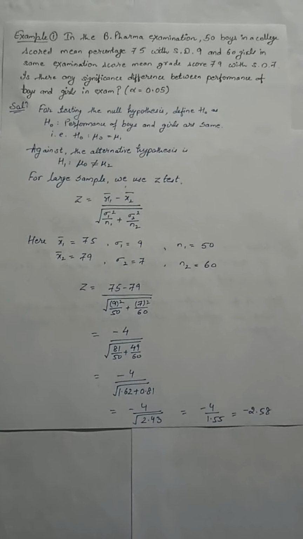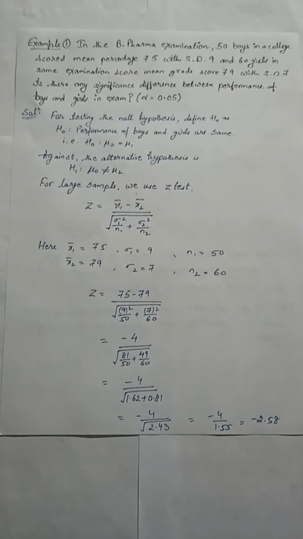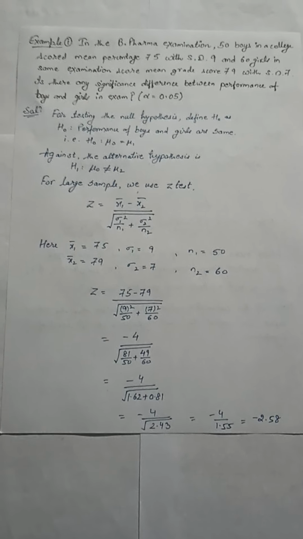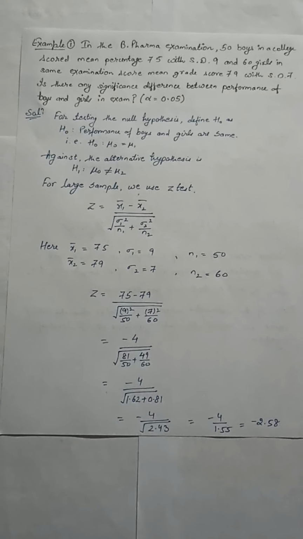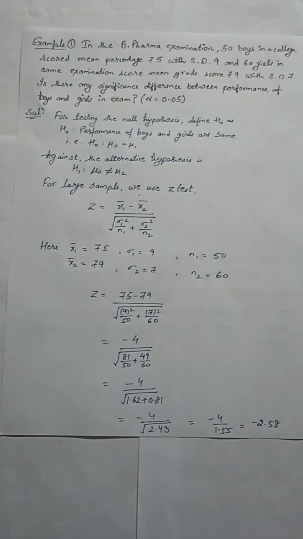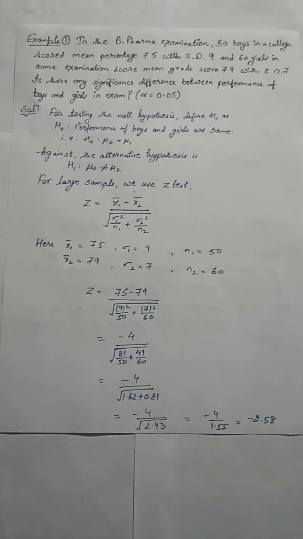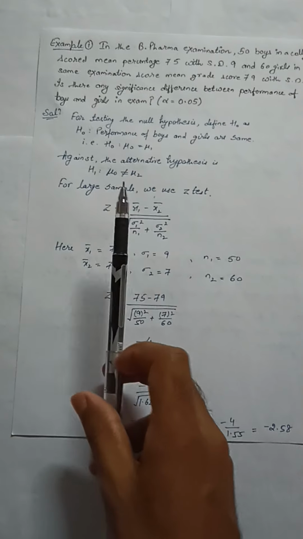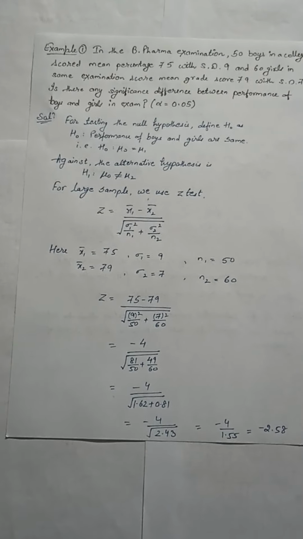significance. So in the solution, for testing we will define H naught as: performance of boys and girls are same. Let us consider one hypothesis that performance of boys and girls are same. That is H naught will be such that mu naught is equals to mu 1. Now against this, if null hypothesis is rejected, alternate hypothesis will be accepted that says H1 is such that mu naught is not equals to mu 1.